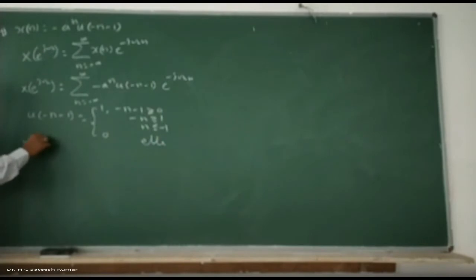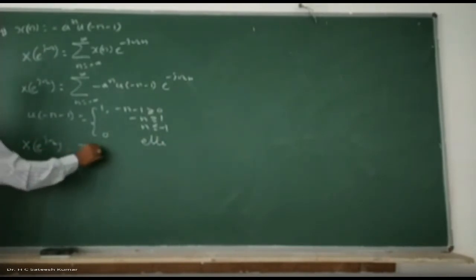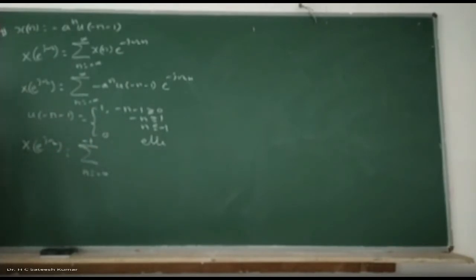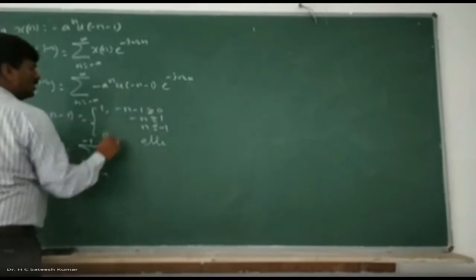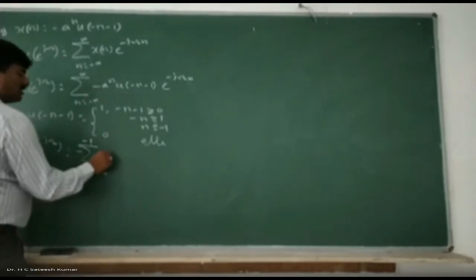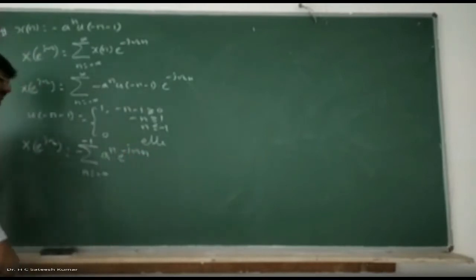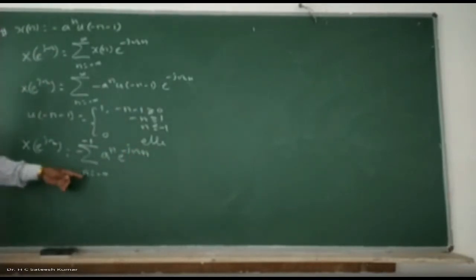X of e to the power of j omega is equal to summation n varies from minus infinity to minus 1. Minus infinity to minus 1. This value is equal to 1. And minus n, as it is, a power n into e to the power of minus j omega n. But we don't have a formula for this one. Replace n by minus n.